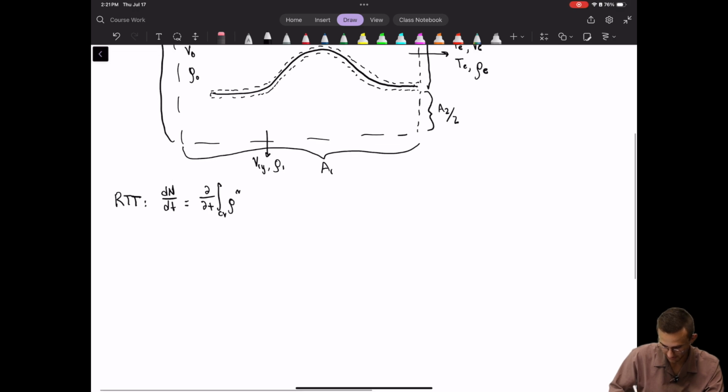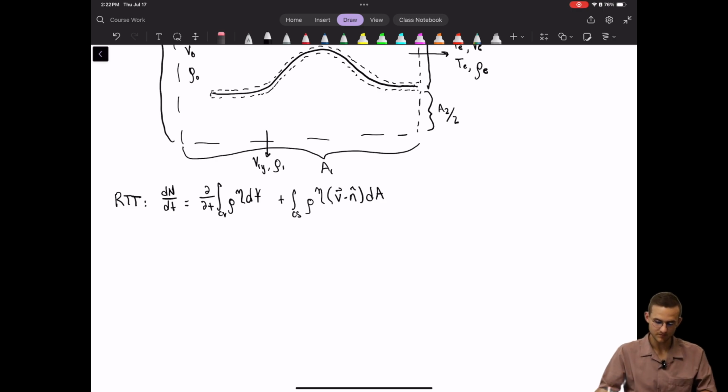So you have the integral of rho eta dV, the partial derivative with respect to time of that. And then we also have the transport term, the surface integral of rho eta, sorry, not rho eta v, just rho eta times this quantity v dot n hat dA. Okay? So that's the general Reynolds transport theorem.